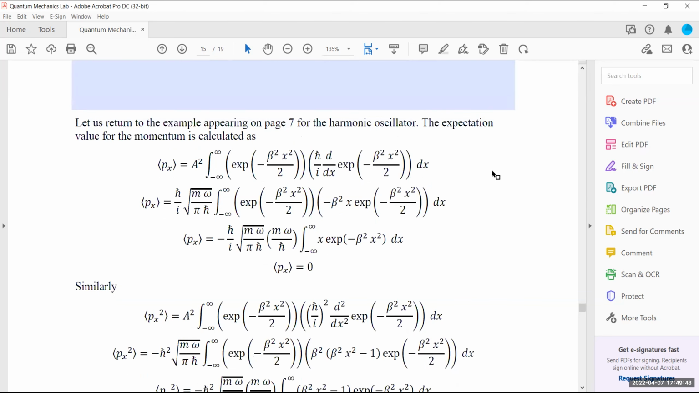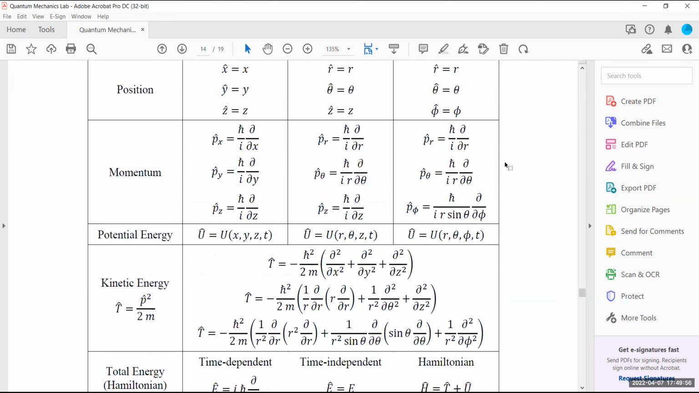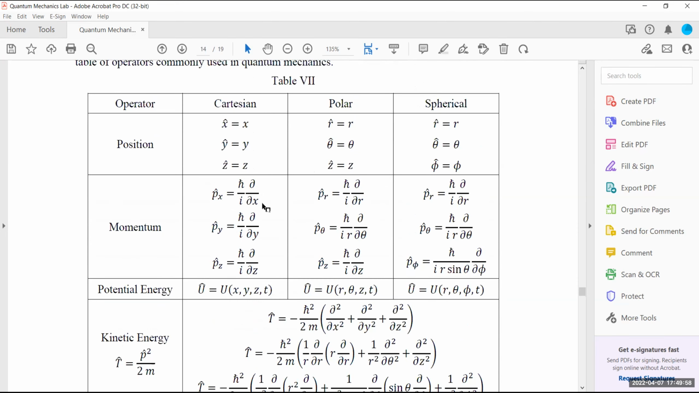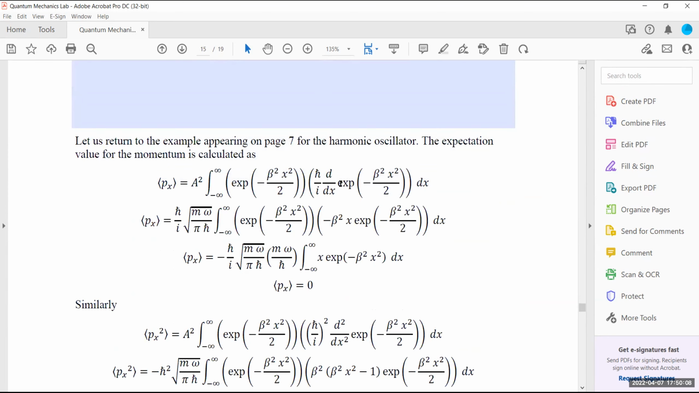So now, for the harmonic oscillator, if you want to find the average of the momentum, remember the momentum itself is this expression. P sub x is this expression. Since this is a one-dimensional problem and time independent, the partial derivative becomes just a straightforward derivative. And the function in the ground state is given by this expression, A times this exponential. So let me share with you where the whole thing is coming from.